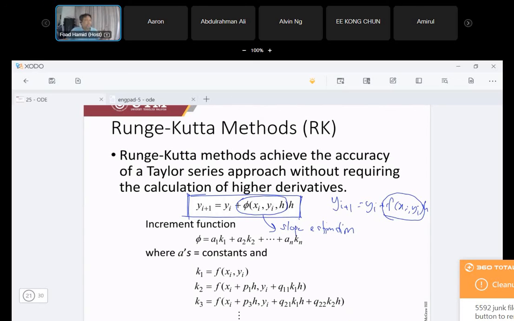That's it. So we have seen Heun's method, which is taking the average slopes, and we have seen the midpoint method, where we take the slope at the midpoint. Okay, and h here is what we call the step size.